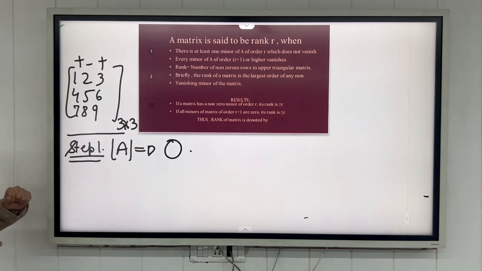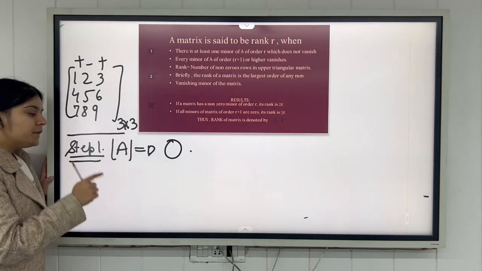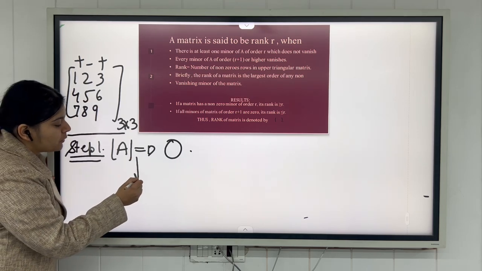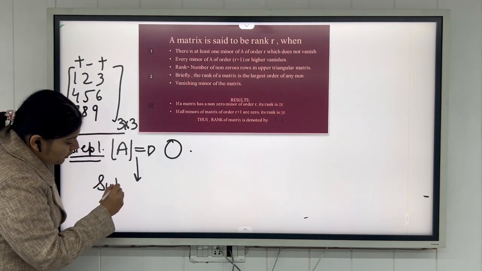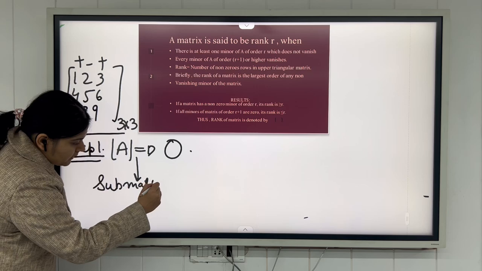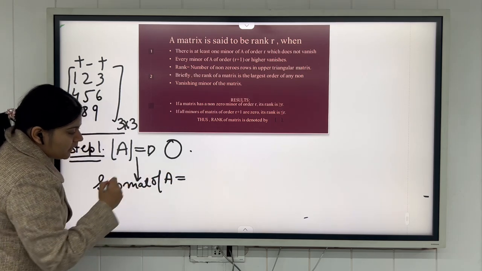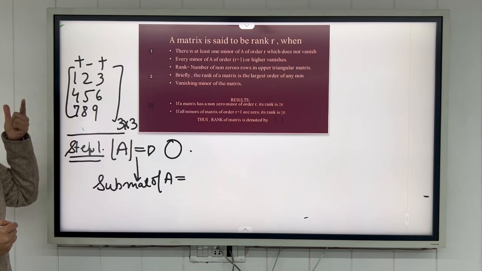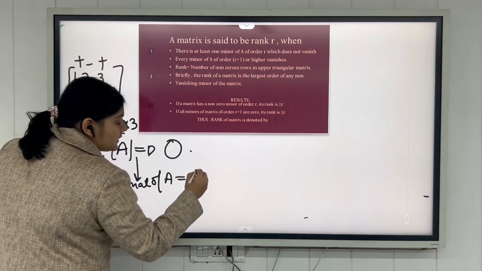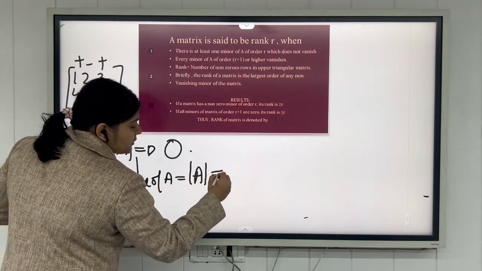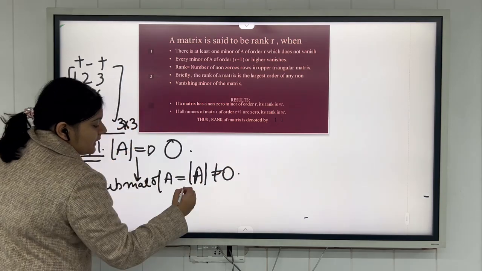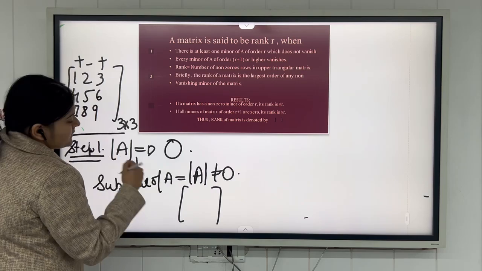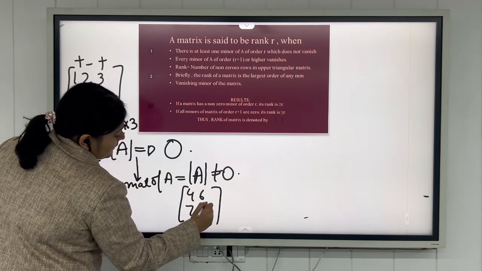Okay. Now, I have already told you, if you are getting the value of determinant to be 0, you will be moving on with the submatrix of that particular matrix A. Now you can figure it out. This is the particular matrix A. You will be choosing the submatrix in such a way that the determinant of that matrix should come out to be non-zero. If I choose this matrix, let us suppose 4, 6, 7, 9.